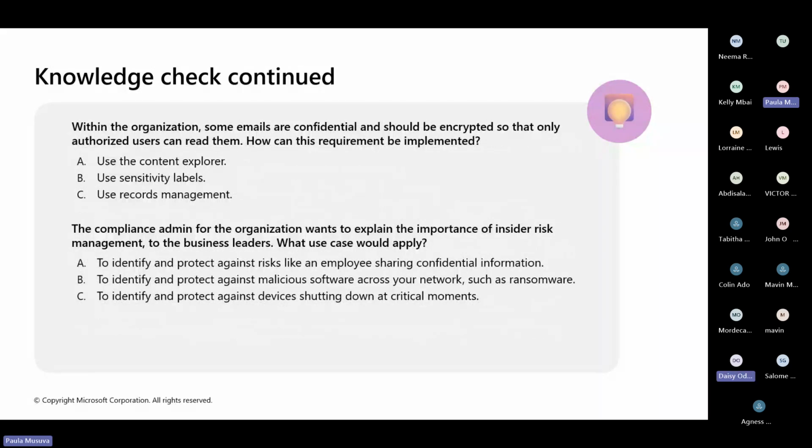Wonderful. So let's try and do this too. Within the organization, some emails are confidential and should be encrypted so that only authorized users can read them. How can this requirement be implemented? So who would want to try that? There's one that we kept on hammering throughout the training.